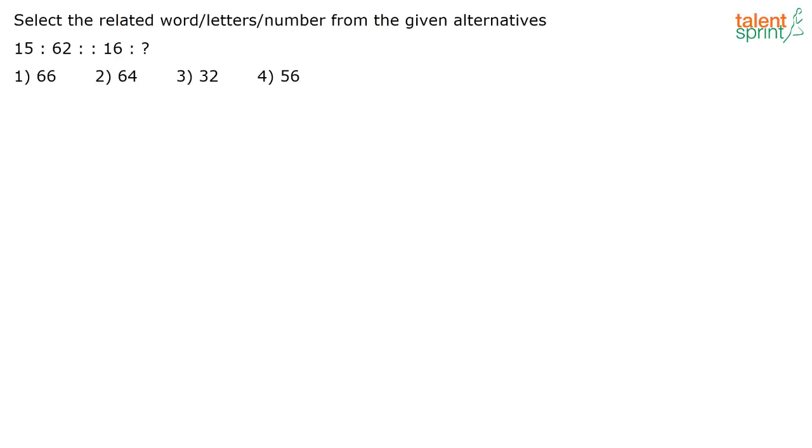See, 15 is to 62, correct? Now, what is the pattern that is being followed here? See, 15 into 2 plus 1, correct? That into 2 is 62, correct? 15 2s are 30, 30 plus 1 is 31, 31 into 2 is 62.